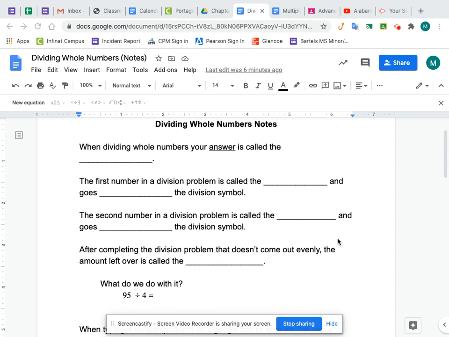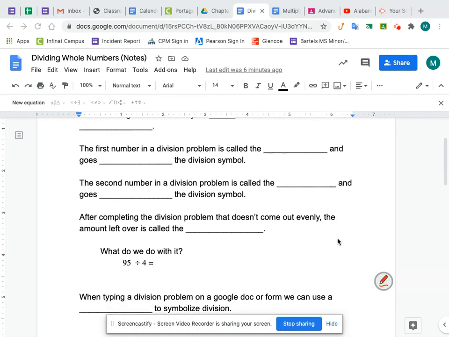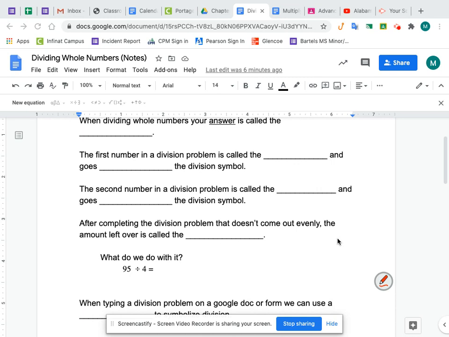Dividing whole numbers notes. When dividing whole numbers, your answer is called the quotient. So I'm going to use the example of 94 divided by 2 for this next two problems.